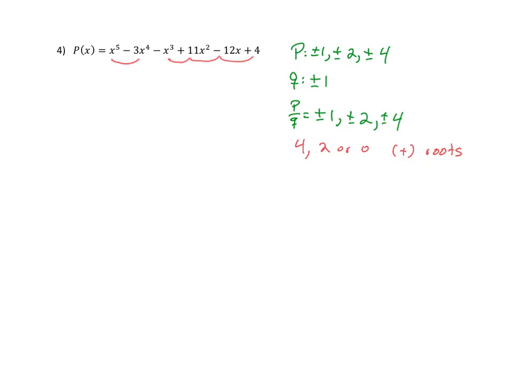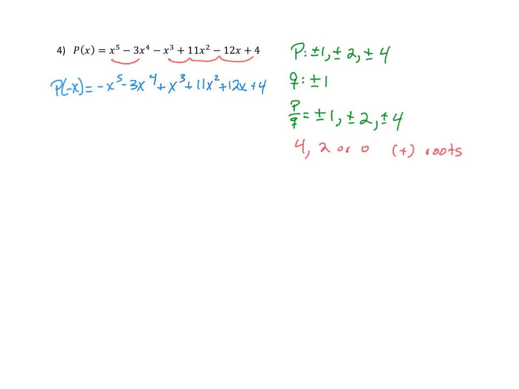So now I'm going to evaluate p of negative x. Wherever the exponent here is odd, like 5, I'm going to change that to the opposite. So I have negative x to the 5th. When it's even, like x to the 4th, it's going to stay exactly the same. So 3x to the 4th; negative x cubed is odd, sorry, so this is going to change to positive x cubed. 11x squared, the exponent is even. Then negative 12x, the exponent is odd. And the last one, the constant, is always going to stay the same.